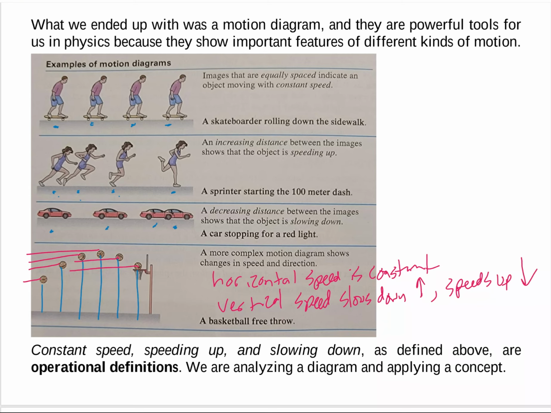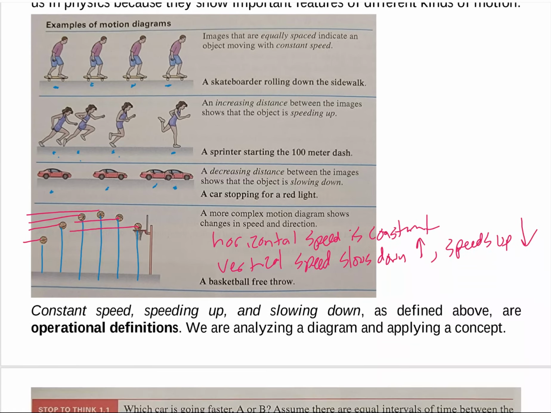Okay, so all of this, the constant speed, the speeding up, the slowing down, these are operational definitions. What we're doing is analyzing a diagram and applying concepts. This class is all about analyzing and applying concepts. We do solve problems also, but we solve problems in the spirit of these ideas, where we analyze what's going on and apply a concept, and then if there's a problem to solve, we go ahead and do that math. But it's all about concepts. Understand the concepts, use the concepts.